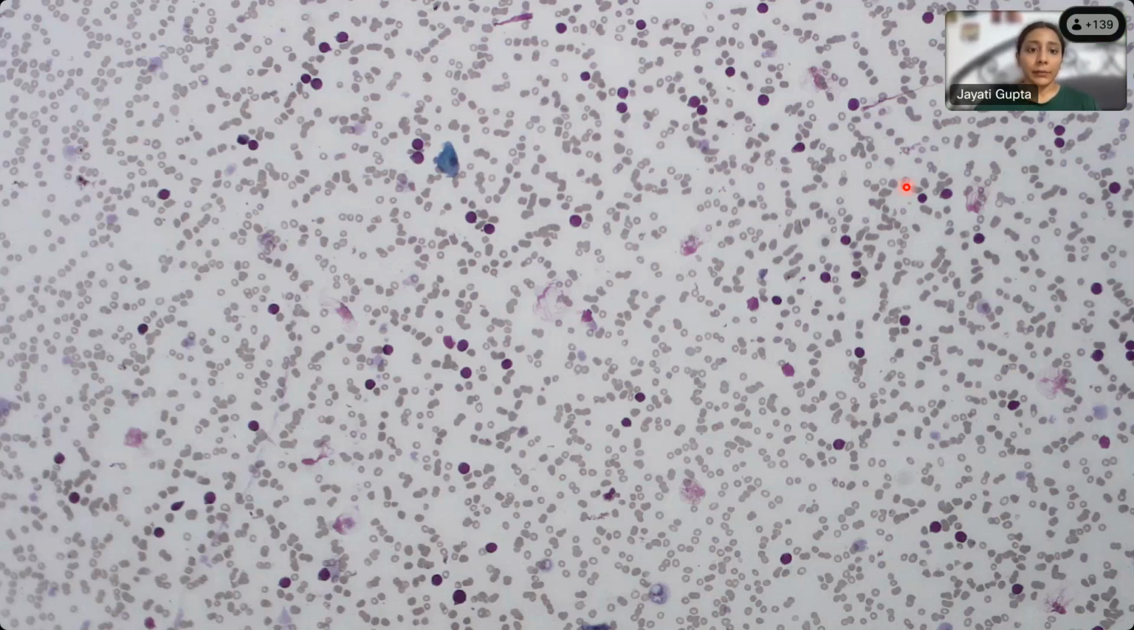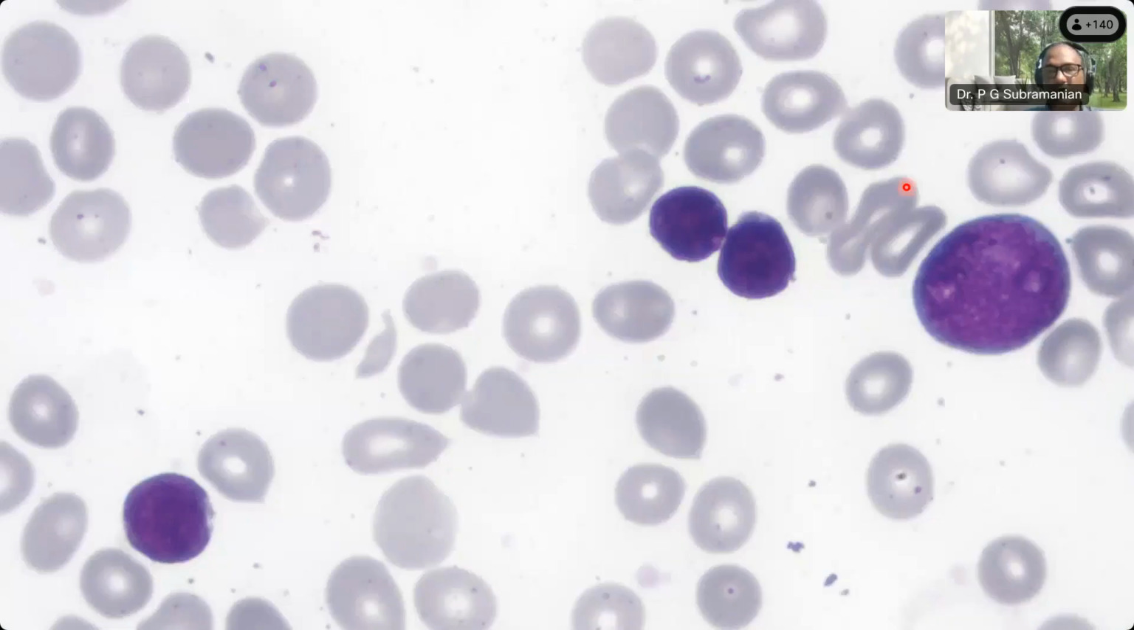One of the things, at least in low power, I would want the residents to appreciate is whether the cells look the same or different. A normal smear will have cells of different sizes and shapes. Here the cell uniformity of size and shape is there. That is the main thing, and there is an increase in the number of white cells, as you have said, Jayati. Good. So this is just a high power view.